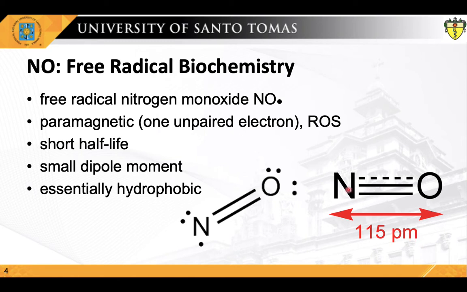The molecule is both a reactive oxygen species and a free radical owing to the unpaired electron of nitrogen, which is responsible for its property of paramagnetism. However, as a free radical itself, it is almost unreactive as compared to other oxygen radicals. It decays within seconds after its synthesis if left unbound in solution because it reacts with either molecular oxygen or superoxide, thus its very short half-life. The molecule possesses a small dipole moment because of the similar electronegativity of oxygen and nitrogen, making it essentially hydrophobic.